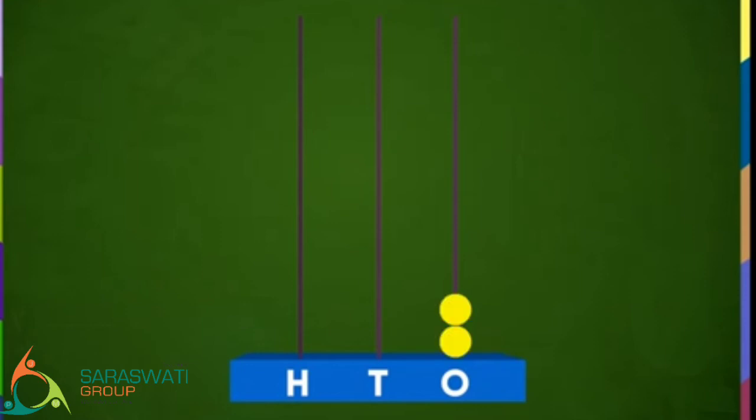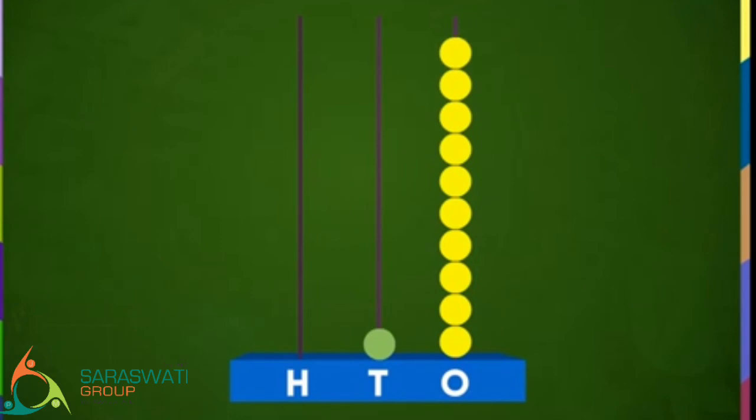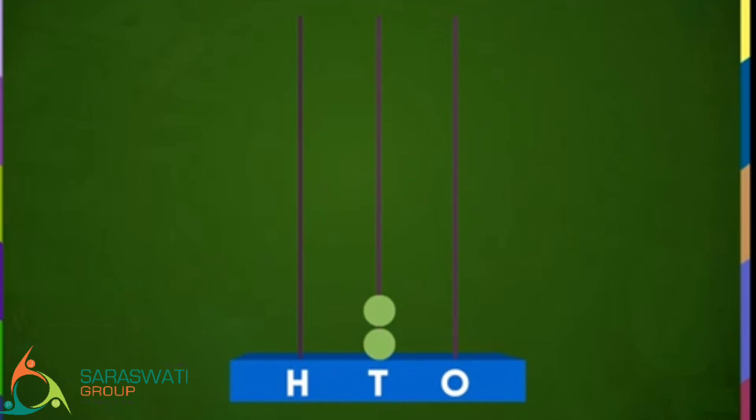1, 2, 3, 4, 5, 6, 7, 8, 9, 10, 11, 12, 13, 14, 15, 16, 17, 18, 19, 20. Counting in the same manner, if we skip count in tens, then 30, 40, 50, 60, 70, 80, 90, 100.